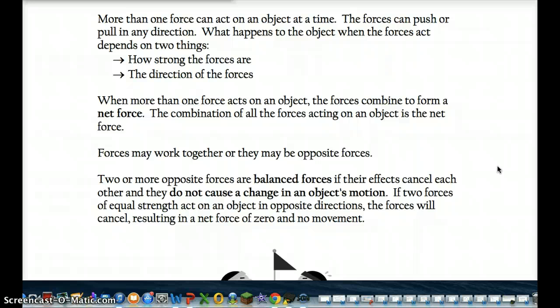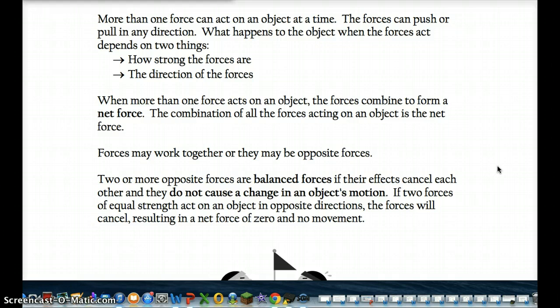Forces may work together, or they may be opposite forces. So in other words, if you're pushing together, then you're working together. If you're pulling apart, like if we're both standing here and we're trying to pull on a string in opposite directions, we are not working together. We're fighting against each other to get it. Or think of 2 little kids with toys, and they're fighting over the toy. They're both going to be pulling in opposite directions.